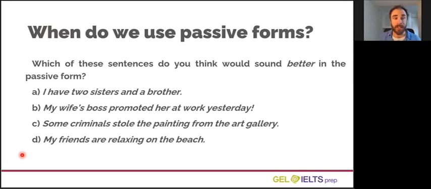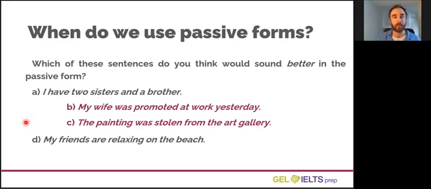The correct answer is B and C. My wife was promoted at work yesterday. Who promoted her? Well, it was her boss, but I don't want to talk about my wife's boss. I want to talk about my wife.